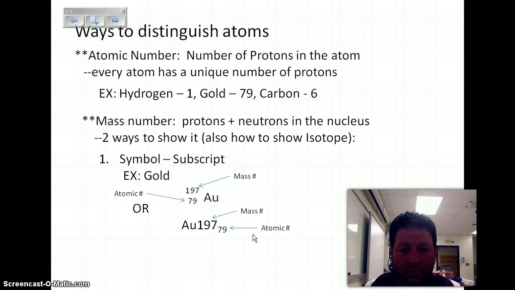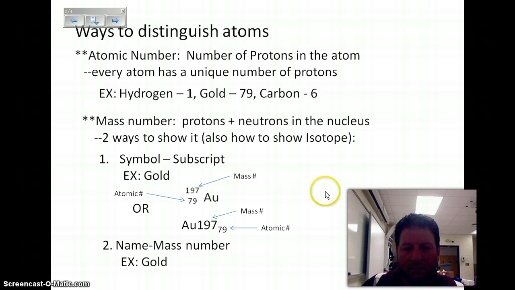Now, the ACT test uses this format right here, the 197 over the 79 next to the Au. The Michigan test that you will take as a junior, the MME, lists it Au 197 subscript 79. These two mean the same thing. So this is one way to show it. The other way is simply the name of the atom plus the mass number after it. So gold, Au 197, or gold 197. This tells you what the mass number is.